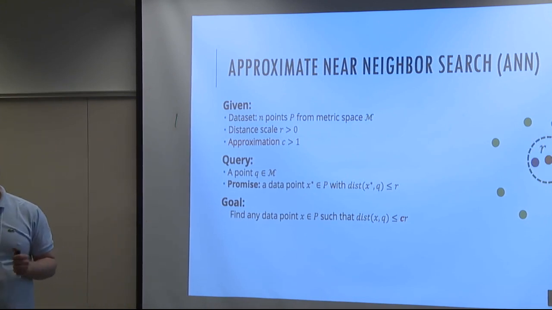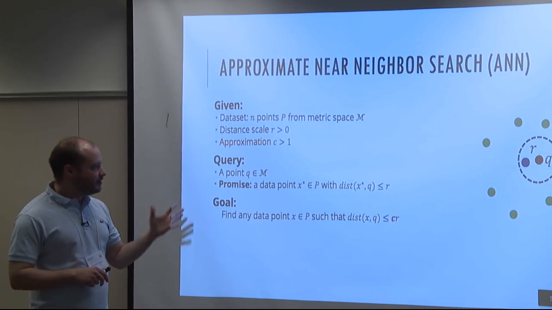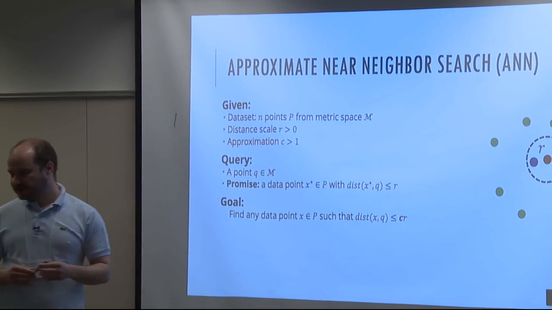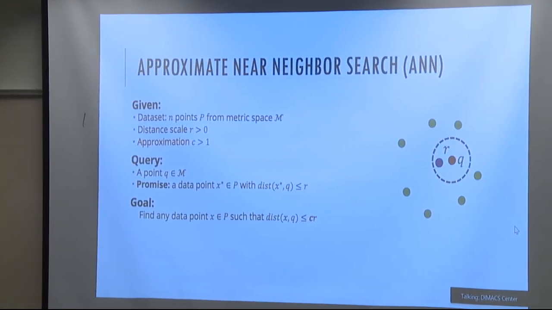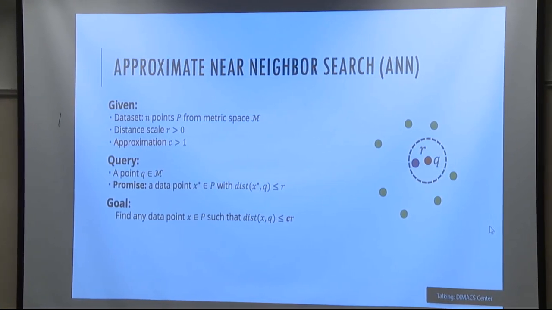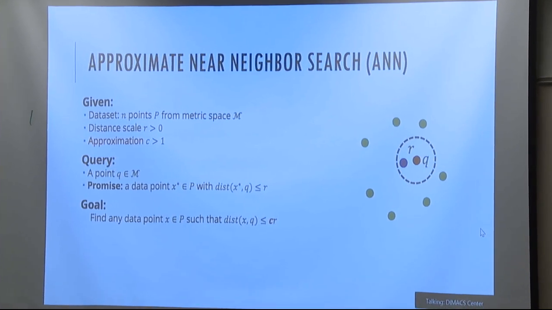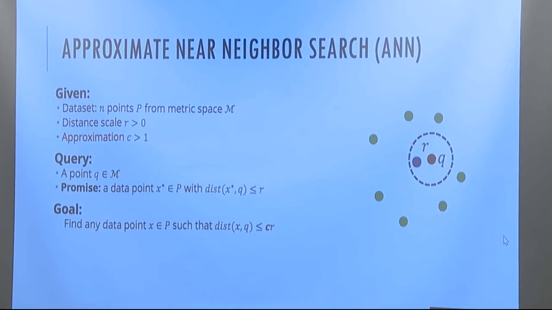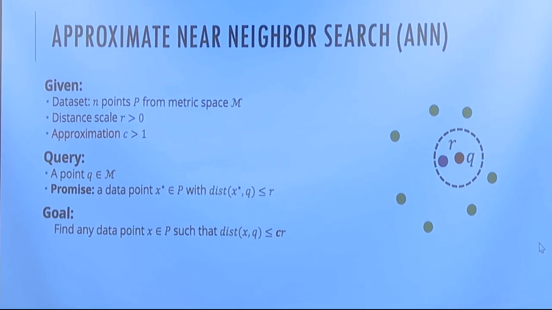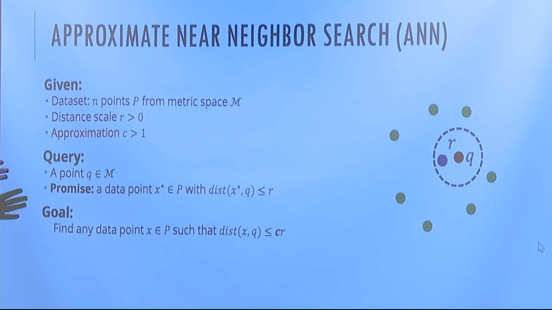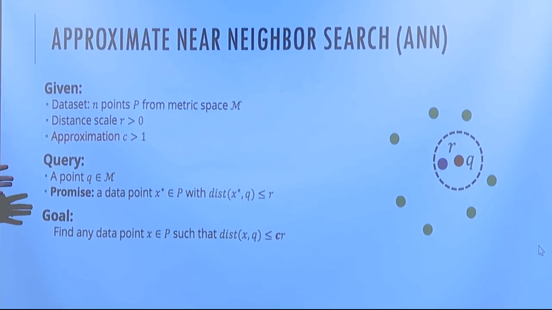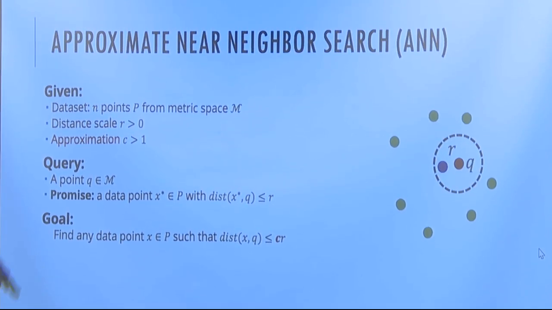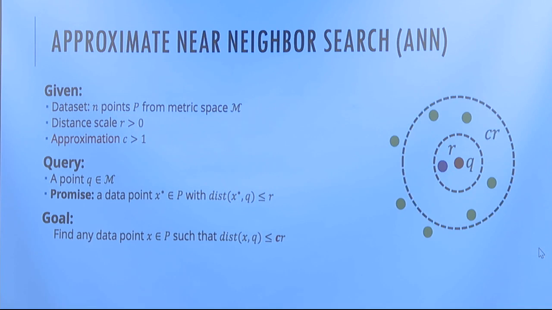Given a query q, if there is some point, like the purple point here, that's at distance at most r from q, thanks to Eric for that animation that I've been carrying through for years. Given the promise that this purple point is at most distance r from q, I want to return some point that's at distance at most cr. If there is no point at distance at most r from q, then I make no promises.